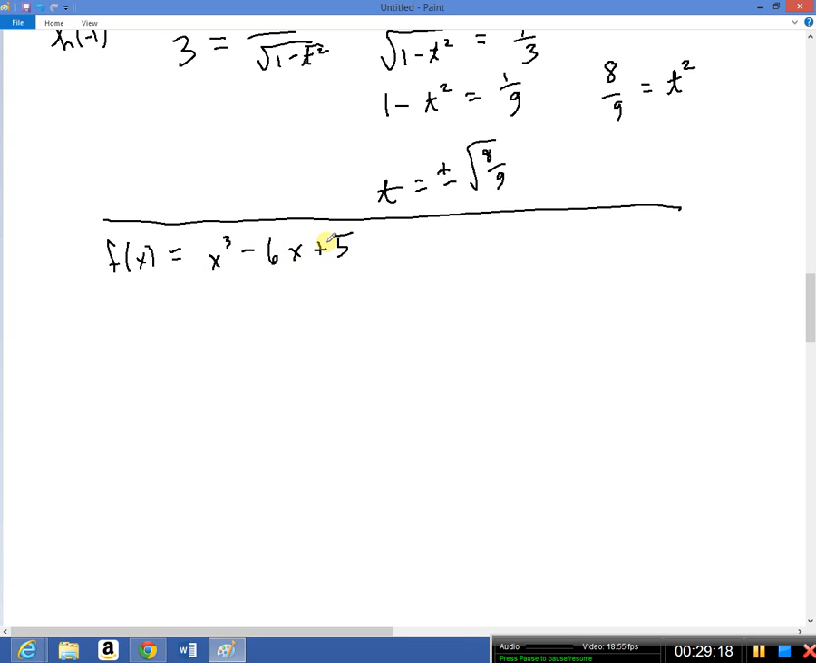Get that right? x cubed minus 6x squared plus 5. And this is on the interval from -3 to 5. Okay, so now our problem is fully complex. We want to find the absolute max and the absolute min. So where is the absolute max and the absolute min going to be?